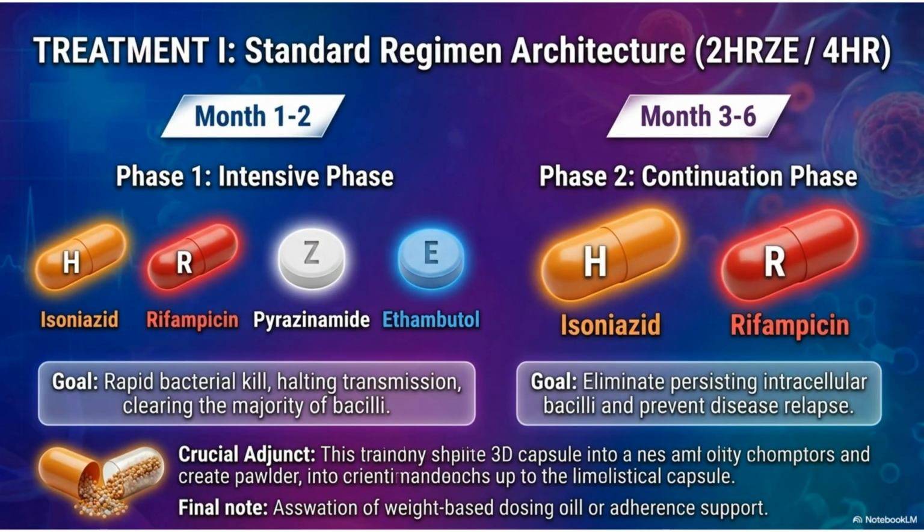The standard treatment regimen is divided into 2 phases. The intensive phase uses 4 drugs over 2 months to rapidly reduce the bacterial load. The continuation phase uses 2 drugs for 4 months to eliminate remaining bacteria and prevent relapse.